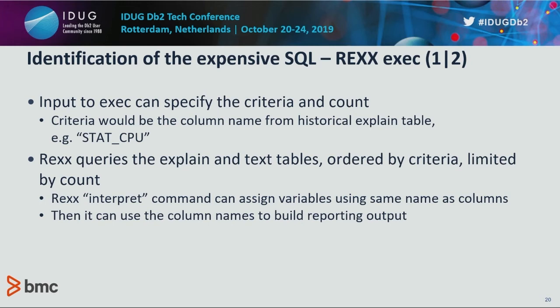So as far as reporting things from that Rex exec, I added some input capabilities where you could tell the exec what to look for, what criteria to sort by in the result, and then how many statements to list. So you could do some input that says, give me the top 100 by CPU cost on the statements.